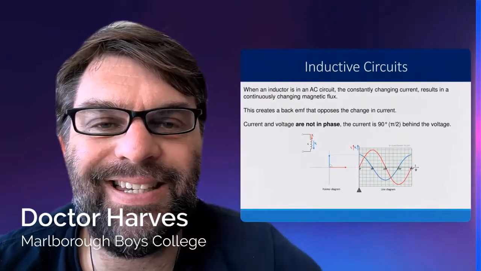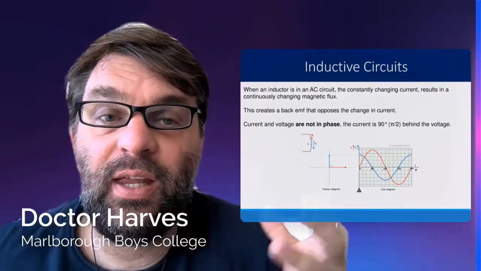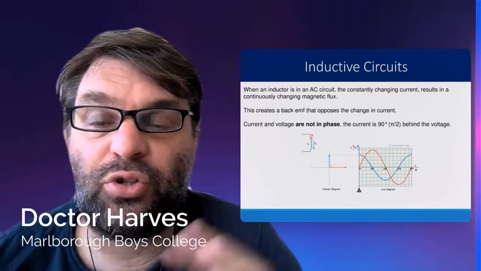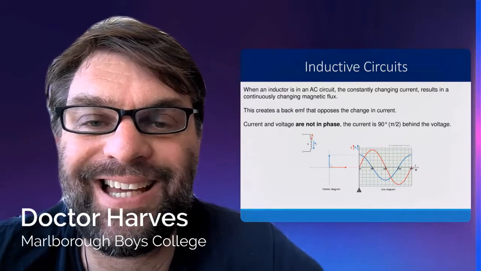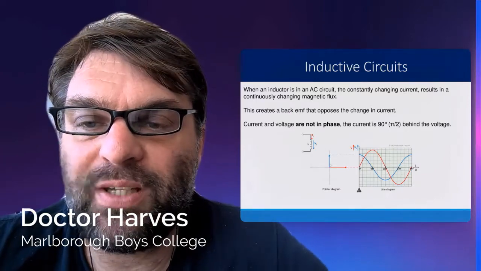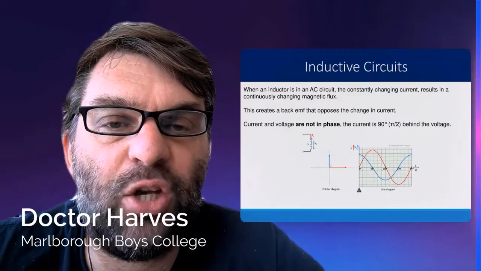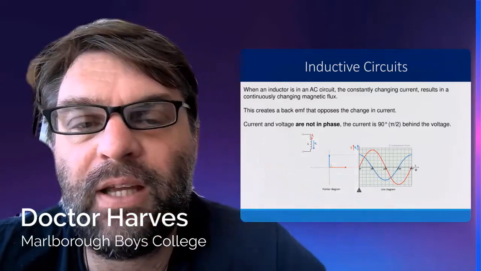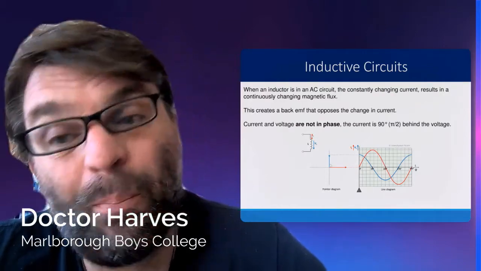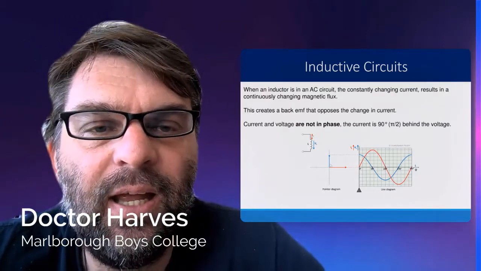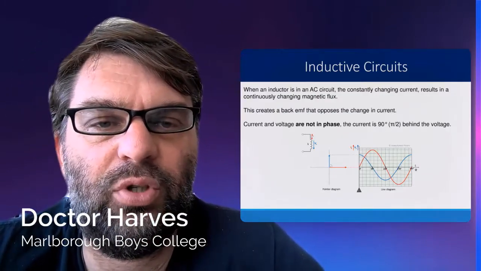So in terms of inductive circuits, when an inductor is in an AC circuit, the current's constantly changing. That means they're going to get a constant change in magnetic flux within the inductor. So, as we've seen with inductors earlier, this creates a back EMF that opposes the change in current. Therefore, current and voltage are not in phase. This time, which is the opposite of a capacitor, the current is 90 degrees behind the voltage.